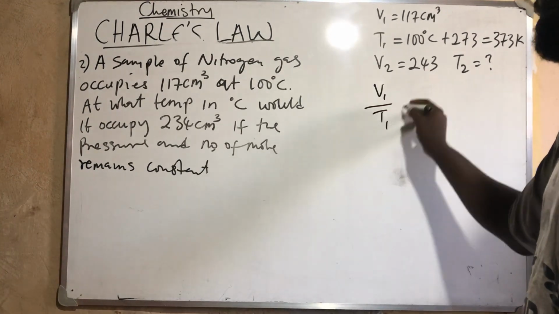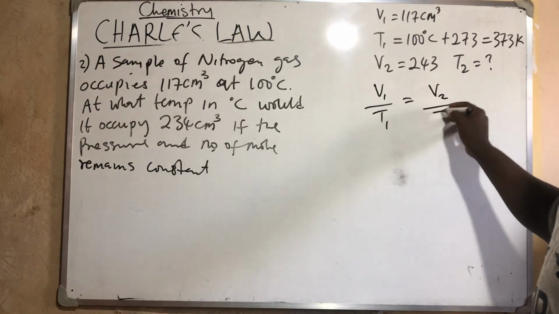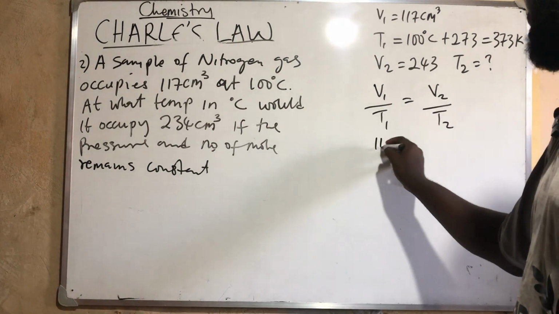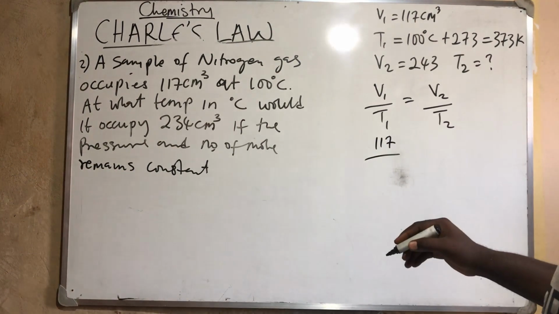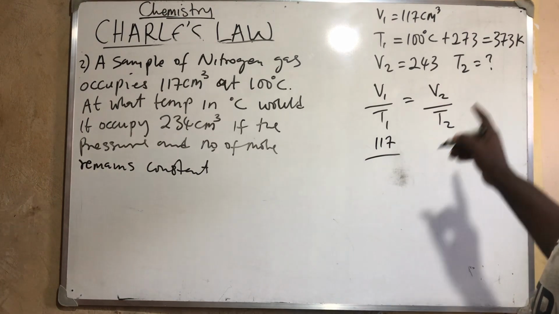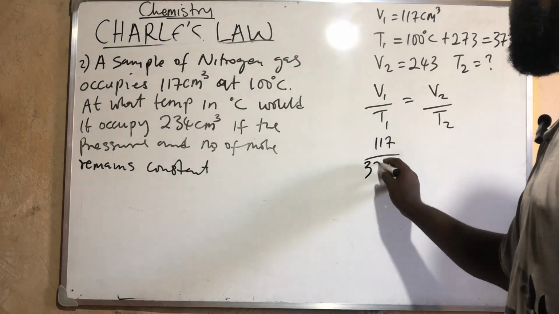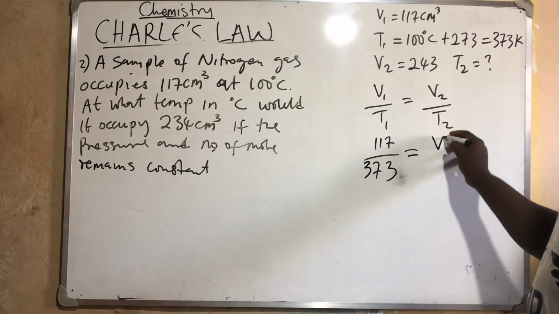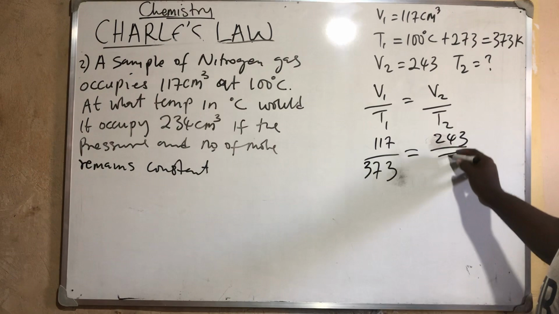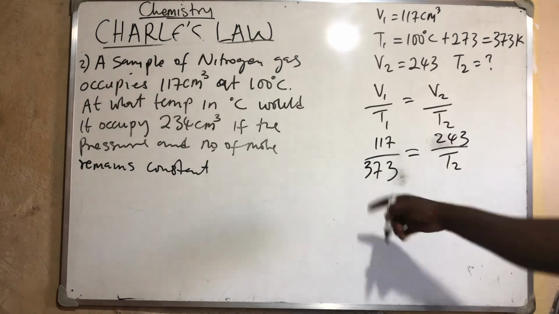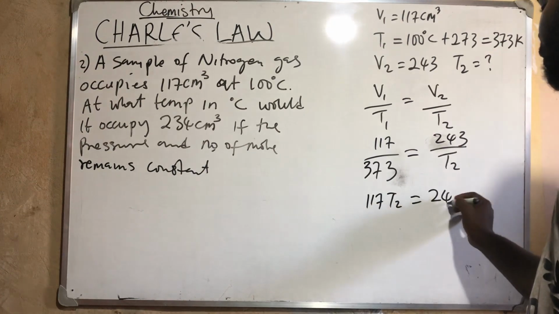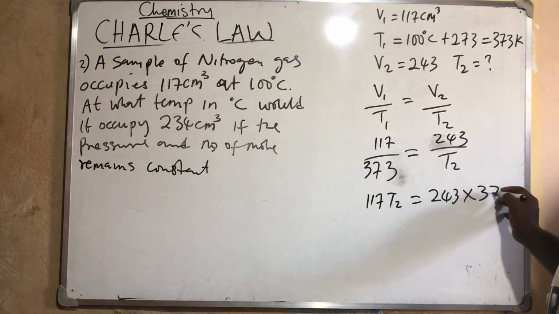V1 over T1 is equal to V2 over T2. So if you substitute everybody, we will now have that V1 is 117 all over T1. My T1 is 373, is equal to what? V2, my V2 is 243 all over T2. So if you cross multiply, you will now see 117 T2 is equal to 243 times 373.